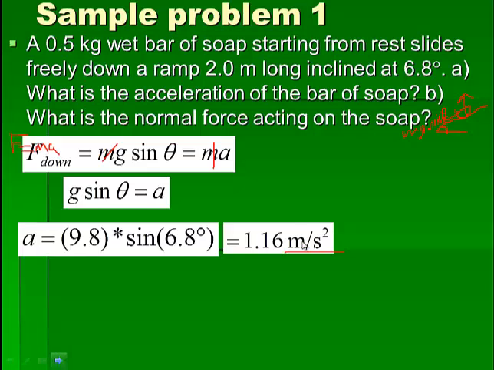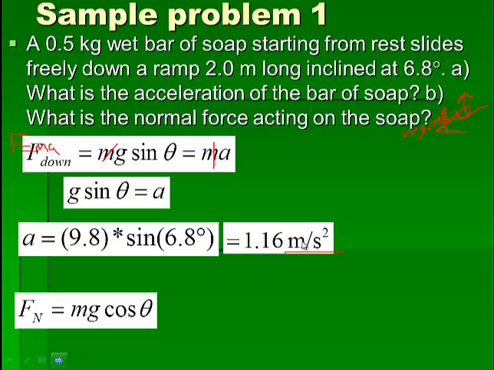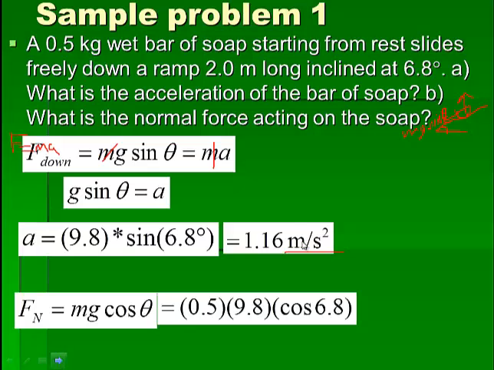Then we're looking for what is the normal force acting on the soap. So based on what we just learned, Fn equals mg cosine theta. M is 0.5, g is 9.8, and theta is 6.8 degrees. So if you just plug that all into your calculator, you should get that the normal force is 0.993 newtons. Again, don't forget units.